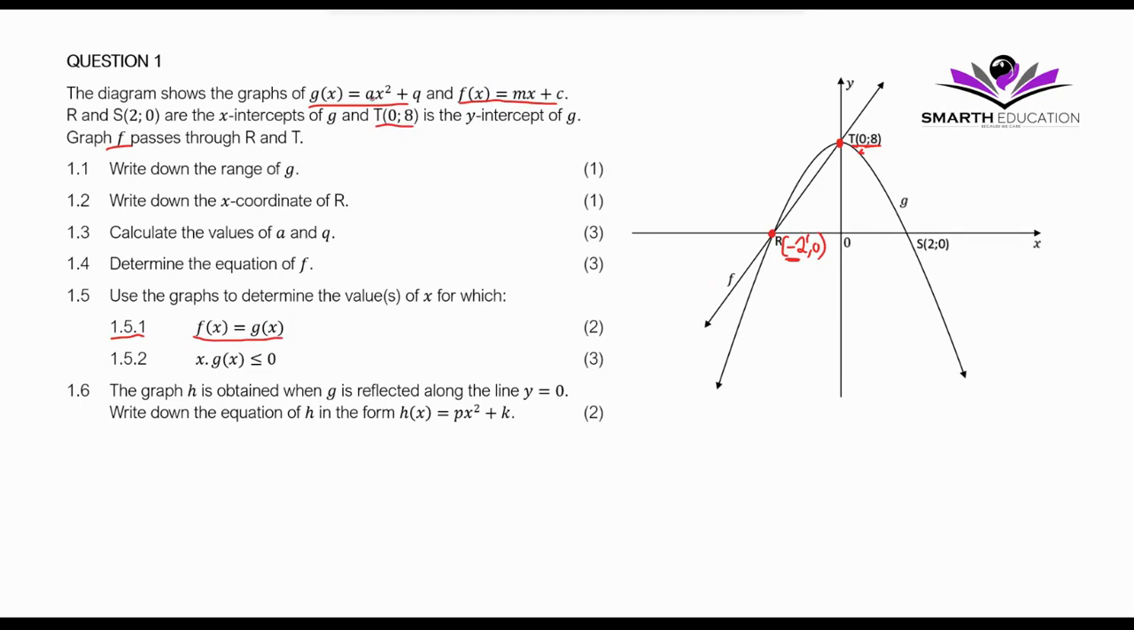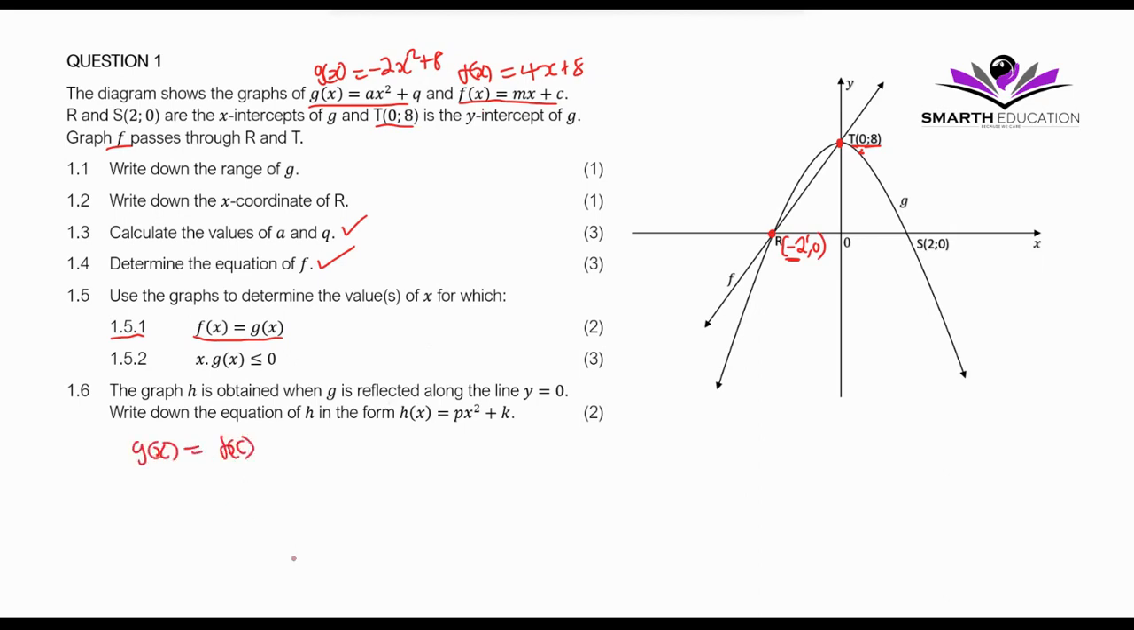So we got the equation of g(x). It was g(x) = -2x² + 8. And then the equation of f(x) was 4x + 8. We got this equation of f here, and then the equation of g(x) there. We found the A and Q. So if you want to find the coordinates of the points of intersection, you equate the two functions, meaning g(x) is equal to f(x).